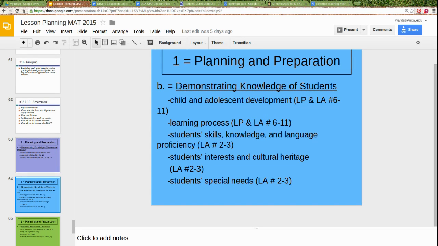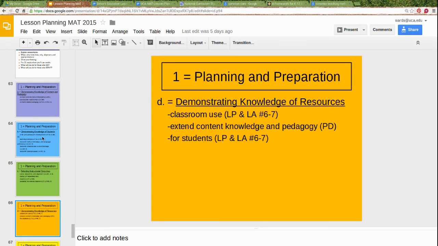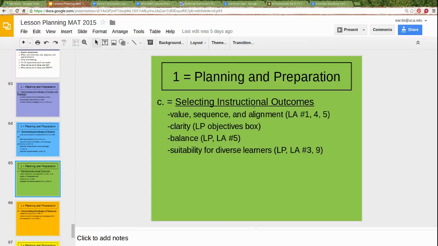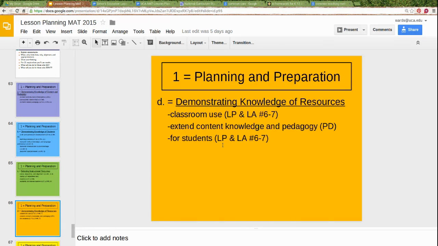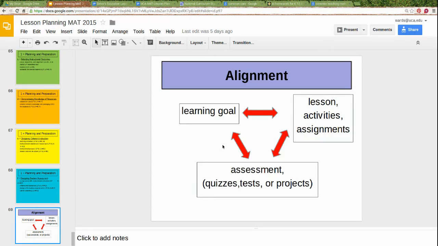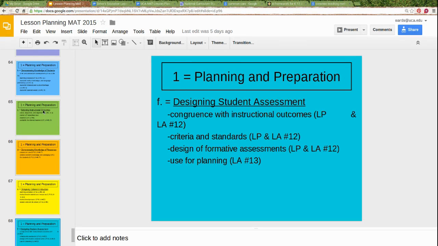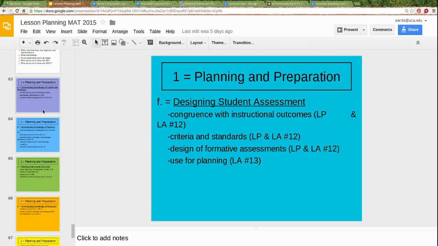For domain B, it comes from component B. For component C, D, E, and F, and that's all of domain 1. So your domain 1 score in tests is built on the lesson plan and the lesson analysis and all the materials that you send along with it.